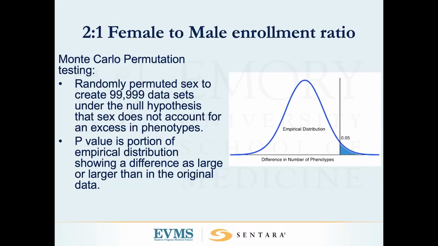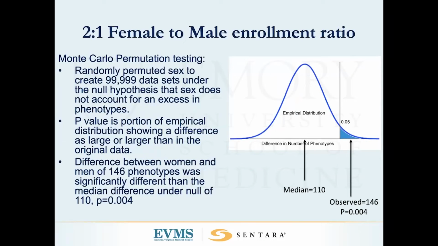And so the p-value is the portion of that empirical distribution showing a difference as large or larger than the original data. So what we found is that the difference of 146 phenotypes between women and men was in fact statistically different than the median difference of 110 that would have been expected simply because of the difference in numbers of women and men, highly statistically significant.